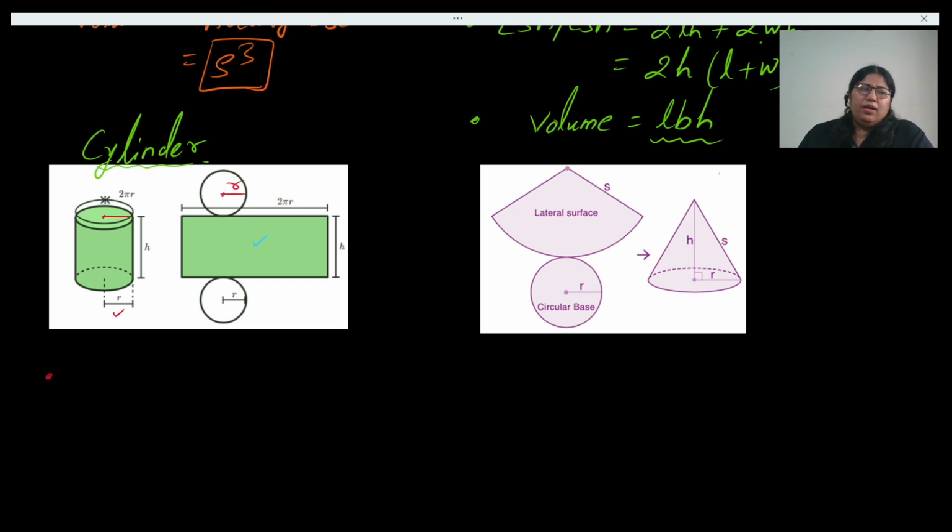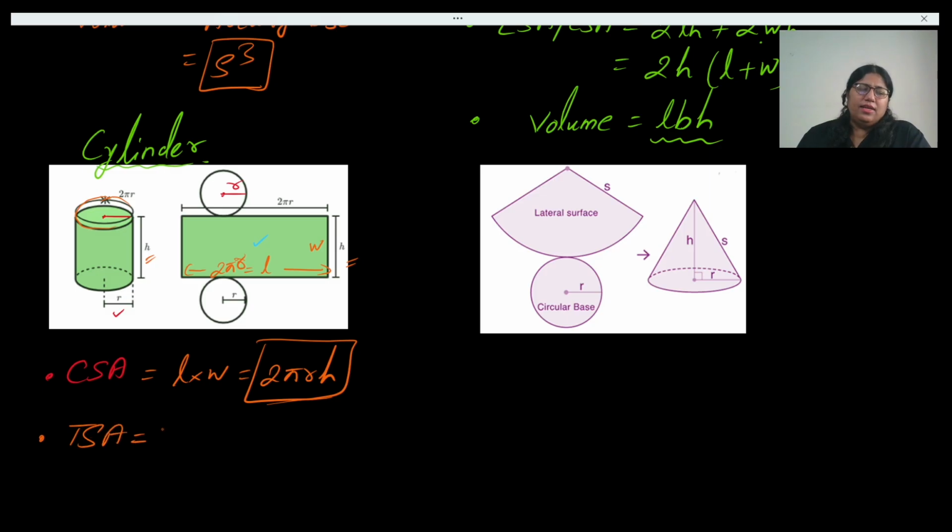So, if I'm talking about the curved surface area, that means the area of only this rectangle, the curved part, excluding top and bottom, right? That's called curved surface area. How do we get the CSA here? You can see this is nothing but length and width. Now this length, if you roll it, becomes the circumference of a circle. If you open it, it becomes the length, and the height is nothing but the width. So what is going to be the area? L into W, which is nothing but 2 pi r h in terms of radius and height.